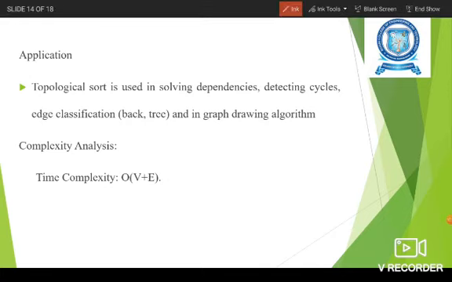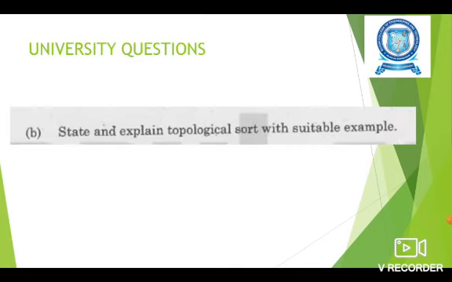The applications: it is used in solving dependencies. It is used to detect cycles. It is used for edge classification, and it is used in graph drawing algorithms. The time complexity of this algorithm is order of V plus E.